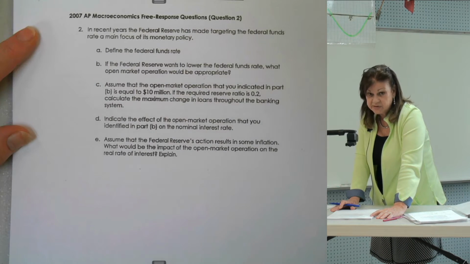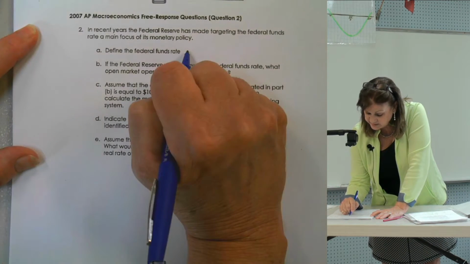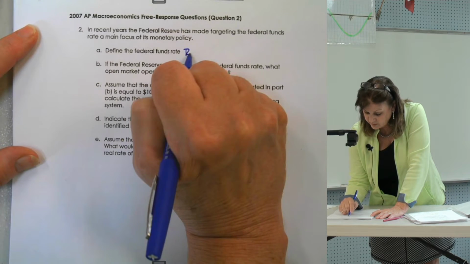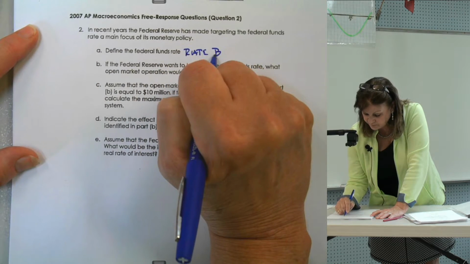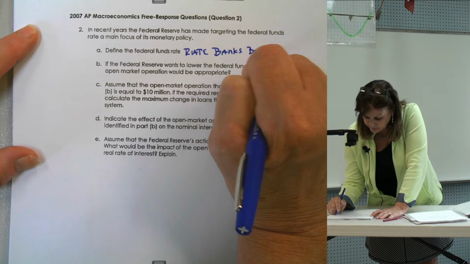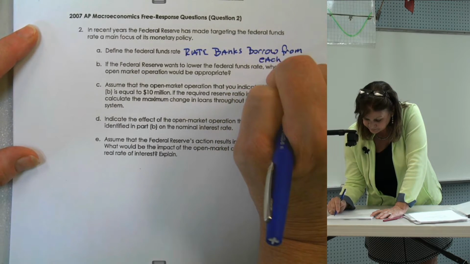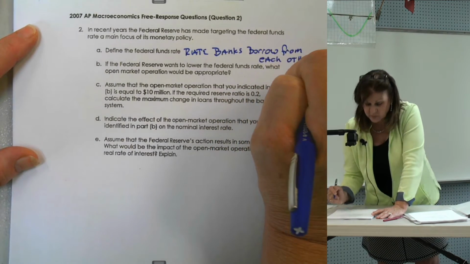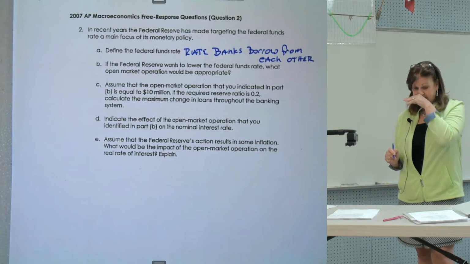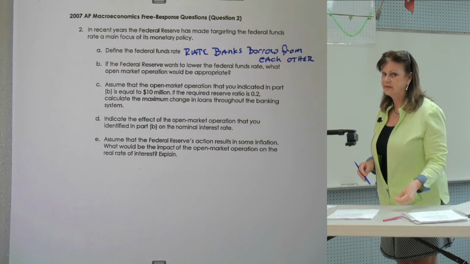And so they can do this, so we can proceed with this. Define the Fed funds rate, and that is the rate banks borrow from each other. Of course, the classic mistake there is that students will say the Fed funds rate is the rate that banks borrow from the Fed, and it's not.